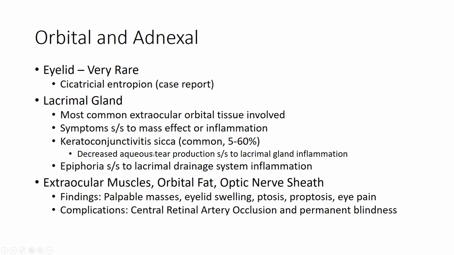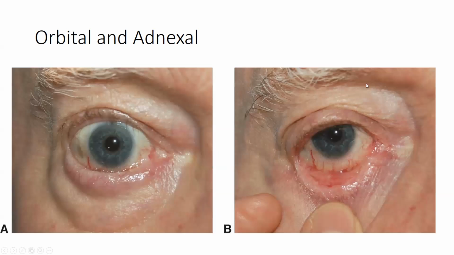As far as other issues that can be caused, if the lacrimal drainage system is involved with granulomatous inflammation, this can lead to tearing, because basically you are shutting down the drainage system of the front of the eye. And then you can also have granulomas form over the extraocular muscles, in the orbital fat, optic nerve sheath, and these can cause issues related to compression of any one of these structures, such as double vision, vision loss, permanent blindness. They can actually also raise the likelihood that a patient can develop a central retinal artery occlusion.